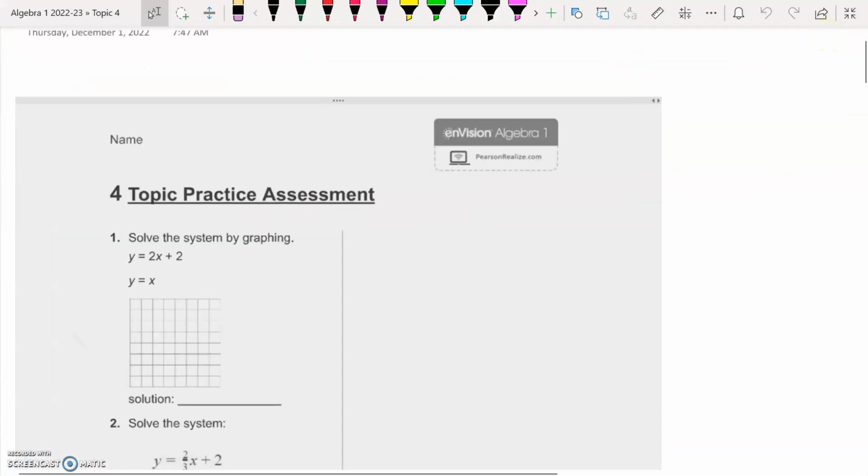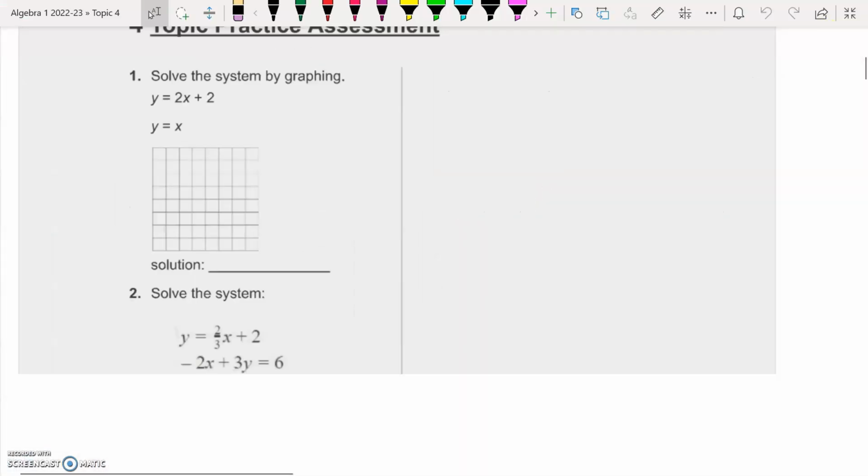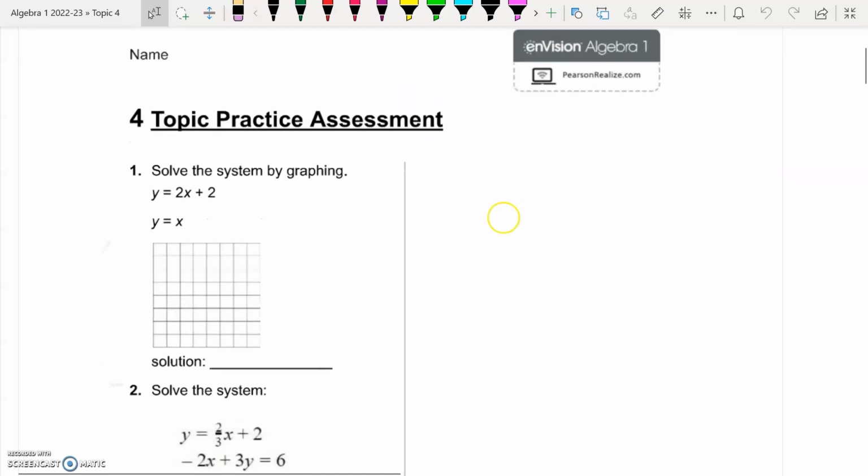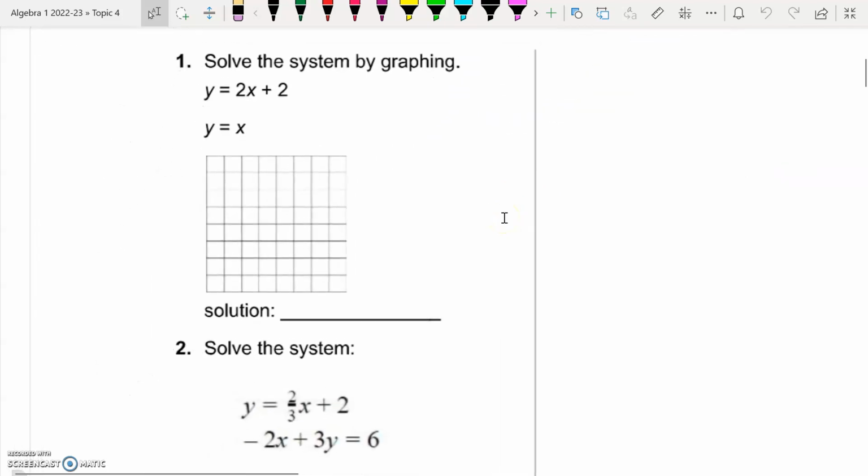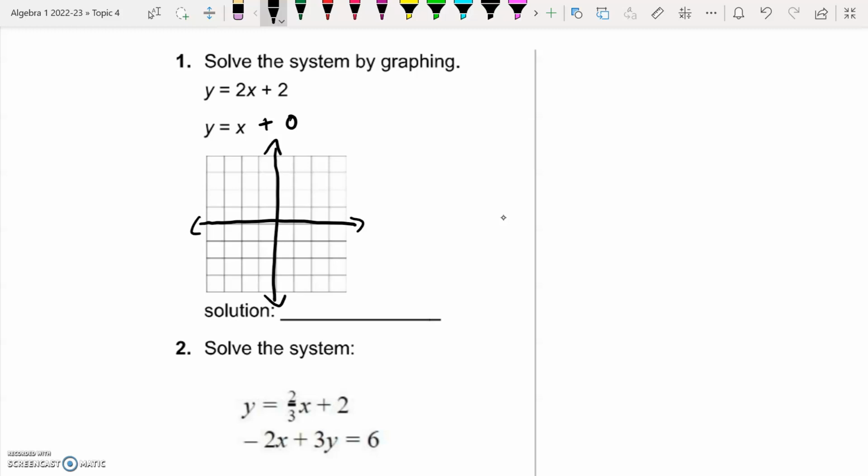Okay, Unit 4 practice test. So, it's about systems. Whenever we do systems, there's three ways to solve: graphing, substitution, elimination. In this case, this first one kind of tells you how to solve it. It's solved by graphing. The reason graphing is the best is because they're both in y equals mx plus b form. The one that usually tricks people on the practice test is the y equals x. Just realize there's a plus 0 here, right?